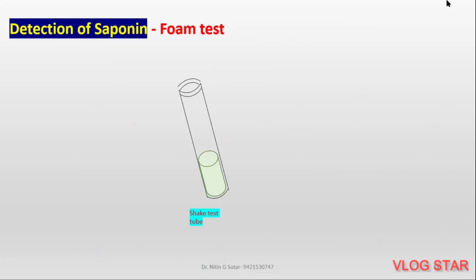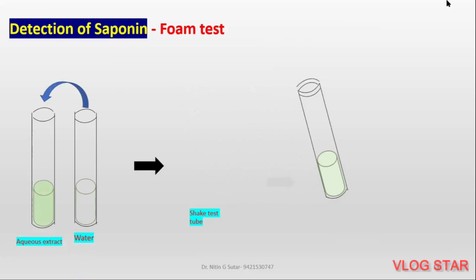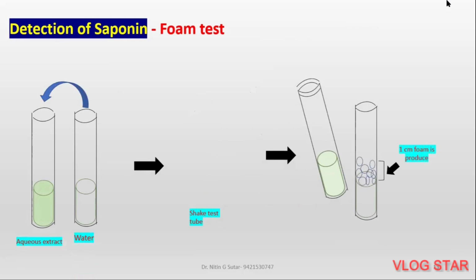Now the next one is the saponin test. The property of saponin containing drugs is that when you shake them with water, they produce foam. So you have to take aqueous extract in a big test tube. To that one, you are going to add water and shake it. After shaking, you are getting foam. One centimeter of foam is obtained. That indicates that saponin containing glycosides are present. This is the confirmatory test for saponin containing glycoside. Second, this is the foam test, right?